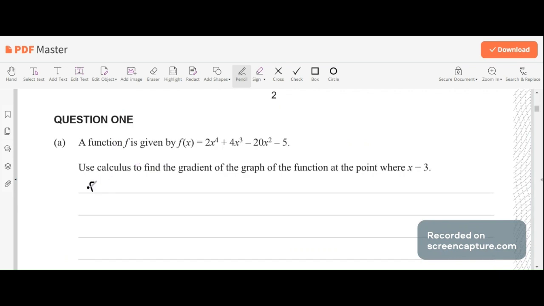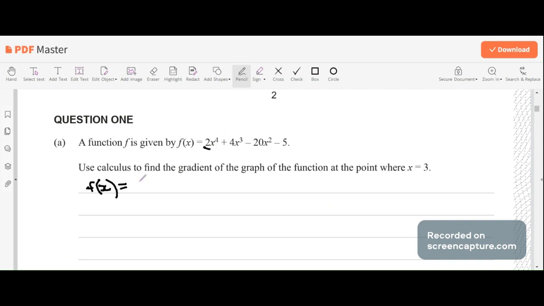So we're finding the gradient of this function at x equals 3. In order to do that, we need to take the derivative, because that will give us the gradient function. So f'(x) is going to equal... in order to differentiate, we need to multiply by the exponent, the number in front here, and then we need to subtract 1 from the power.